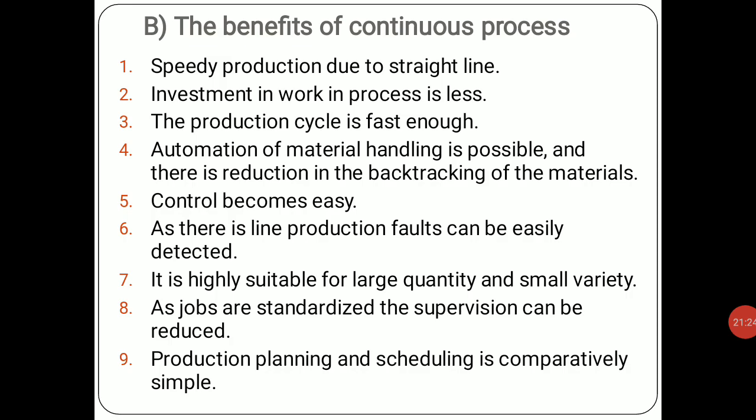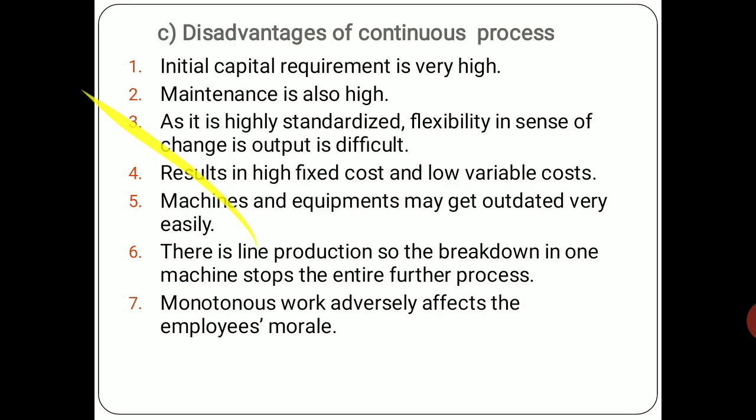As jobs are standardized, the supervision can be reduced because it is standardized, monotonous work going on, so there are hardly any chances of supervision. Once it is set, it can be avoided for the supervision, right? Production planning and scheduling is comparatively simple because standardized goods are produced. There are no chances, as we said, of any kind of flexibility or variance or any changes, so it can be carried out like that.